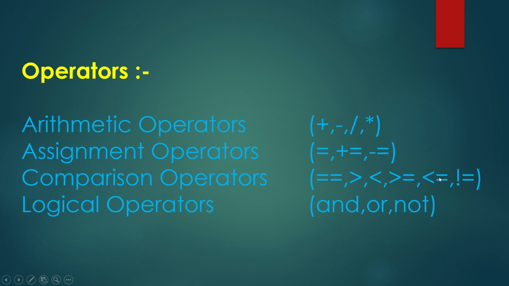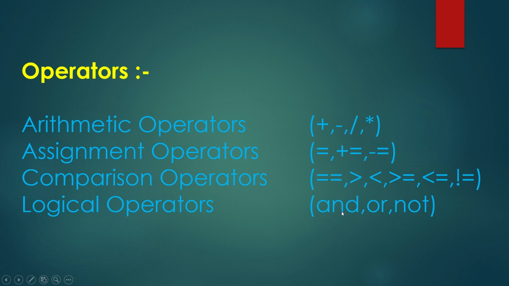If the value is greater or less, it will check, and also it will check whether the value is equal or not. And the next one is not equal to. Not equal to means if one value is given and another value is given and both are not equal, then it will satisfy our condition. The last one is logical operators. As the name suggests, logical, it will follow the condition.